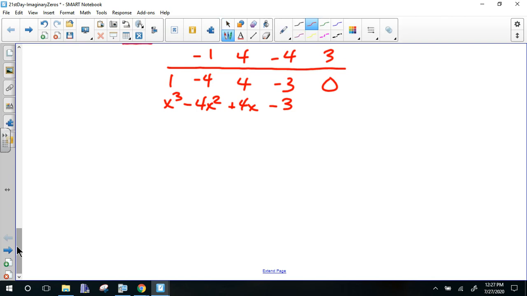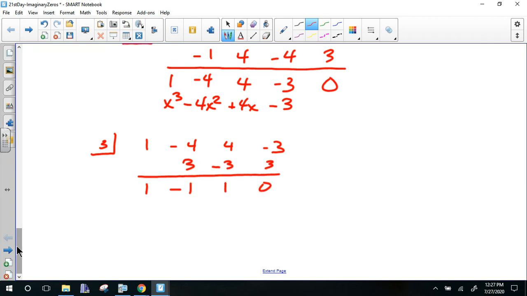Okay. So 3. And I'm going to use these numbers, 1, negative 4, 4, negative 3. Bring down my 1. I'm going to multiply and add. And 3 works, which it should. We saw that on the graph. Okay. So I now have x squared minus x plus 1.